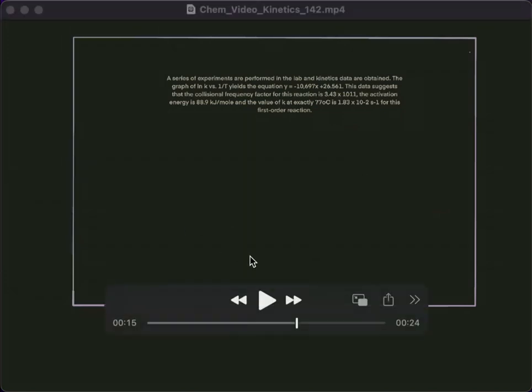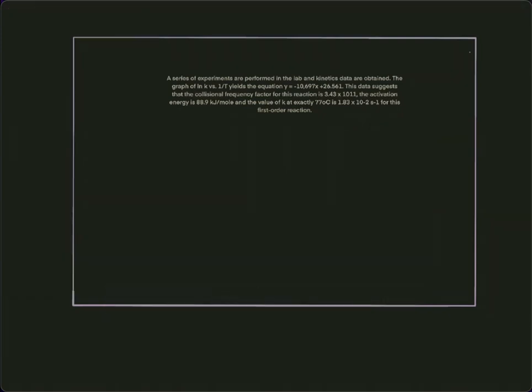My name is Christian Jallo. I'm doing a kinetics problem from exam 2, problem 2A. This material is covered in chapter 14.6 of the textbook on the Arrhenius equation.